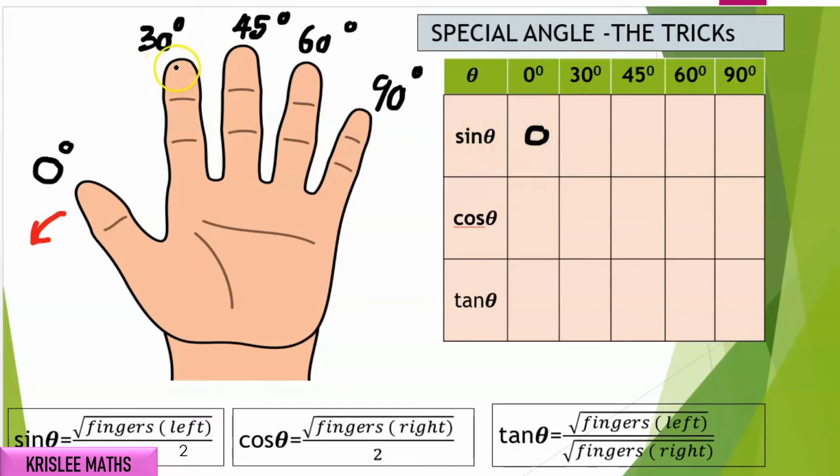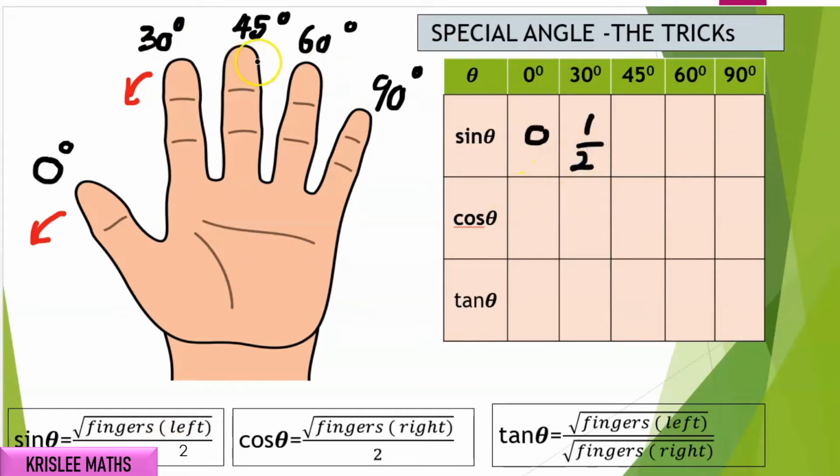Followed by the second finger. That is for sine 30. So sine 30, the number of fingers on the left, we have 1. So it is square root of 1 over 2. Simplify this, you will get 1 over 2.